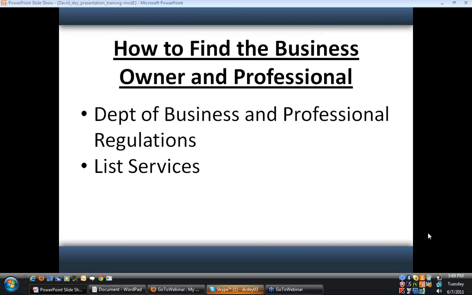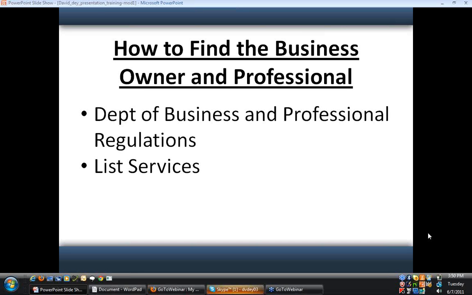List services are also available if you want to use them. They can be used to build your database and to reach out to those types of individuals. But you have to make sure that you give list services specific licenses, specific types of people that you're looking for, because you don't want to just send out mailings or reach out to just anybody, because that's like the buckshot approach. You shoot as much buckshot out there and see what sticks. That's a waste of your time and efforts.